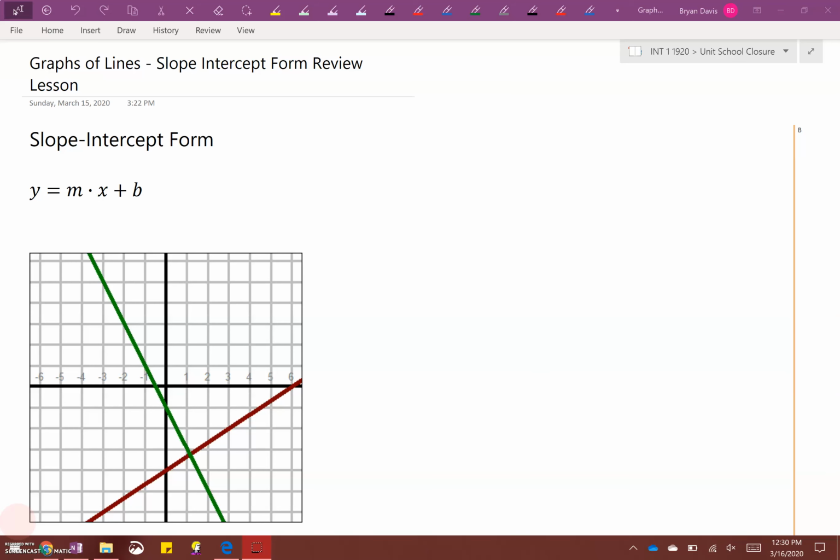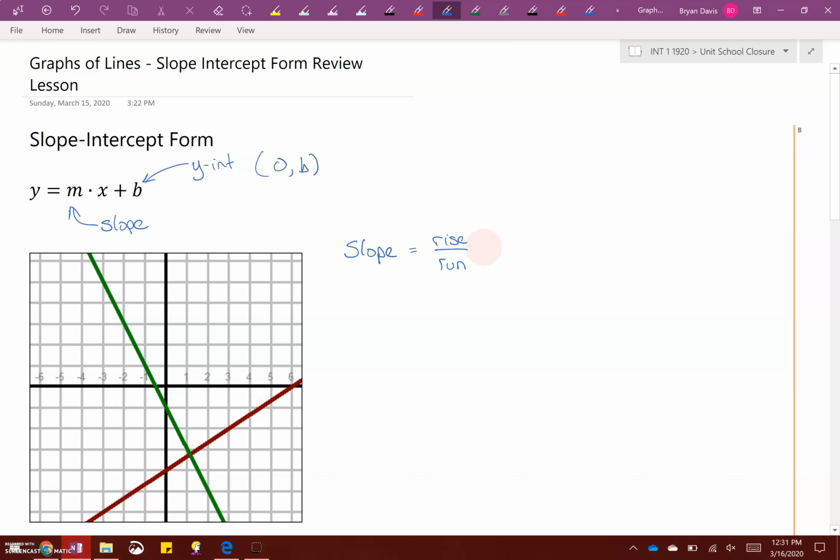All right, here's a review of slope-intercept form of a line or linear equation. A reminder, slope-intercept form is of the form y equals mx plus b, where m is the slope, more on that in just a second, and b is the y-intercept. The y-intercept is always going to be of the form (0, b) as an ordered pair. So a reminder about slope. The slope of a line is its rise over run.